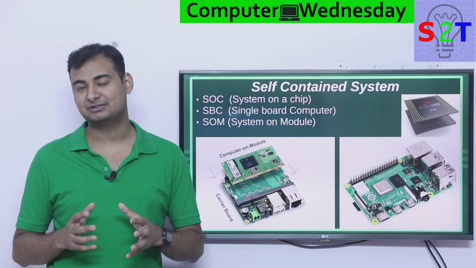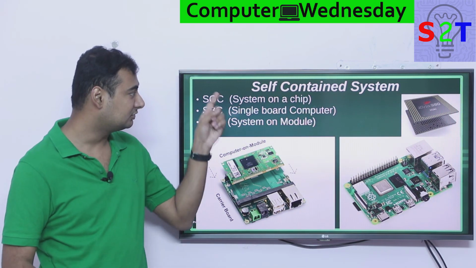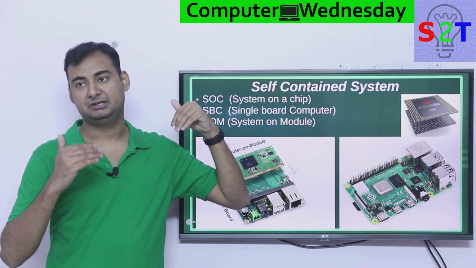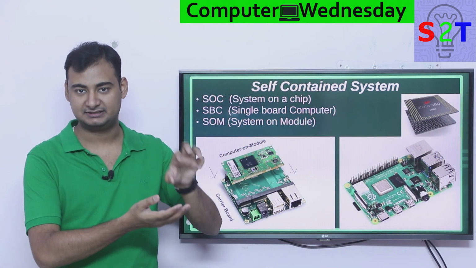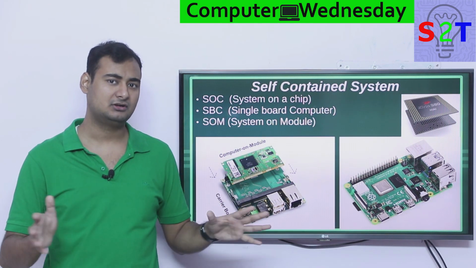So first thing you have to understand is what we are talking about when we are talking about Raspberry Pi or other things like that. We are talking about a self-contained system. Now, if you are familiar with computers, you must understand that there is a processor, there is RAM, there is a graphics card, there is a modem, hundreds of things. They are all separated out.